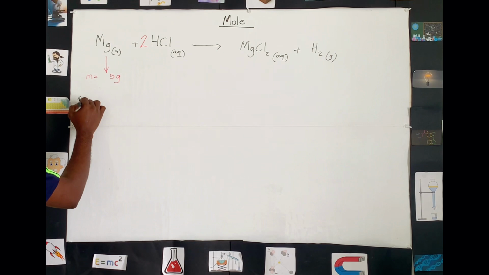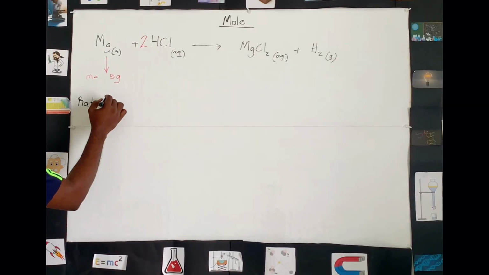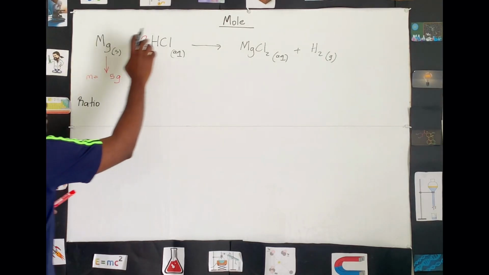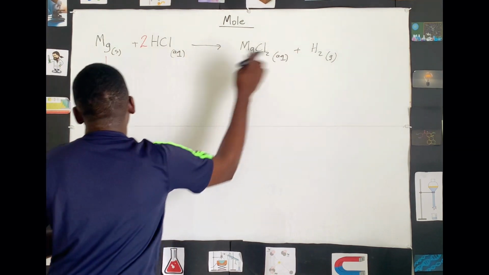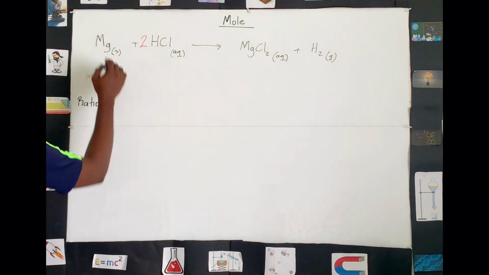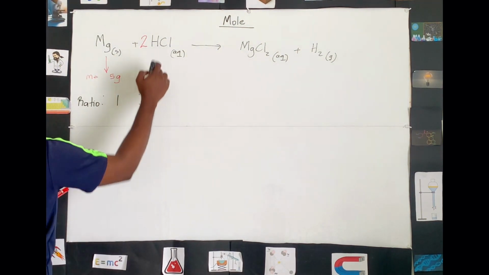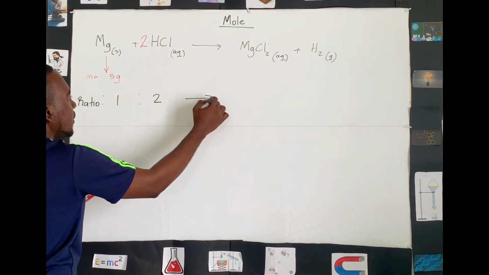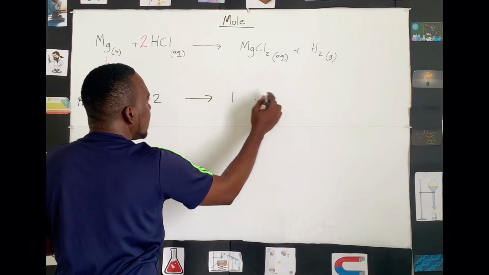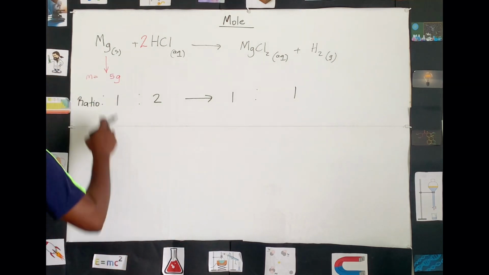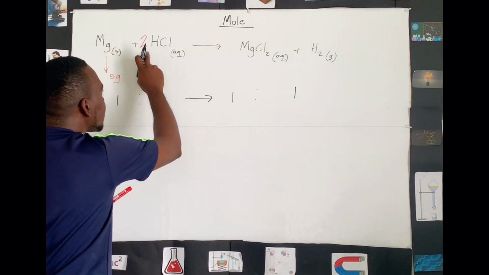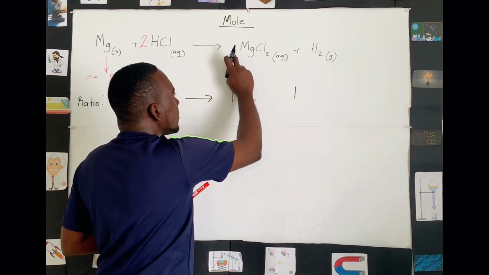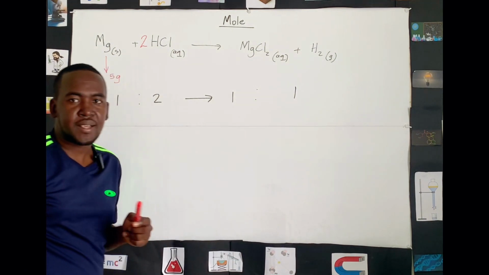So therefore, we now go to the ratio. And the ratio is the numbers that are in front of each compound. So in this case, the ratio would be a 1, and this is a 2, and then this is a 1, and then this is a 1. Because it's 1 magnesium to 2 hydrochloric acid to 1 magnesium chloride to 1 hydrogen gas.